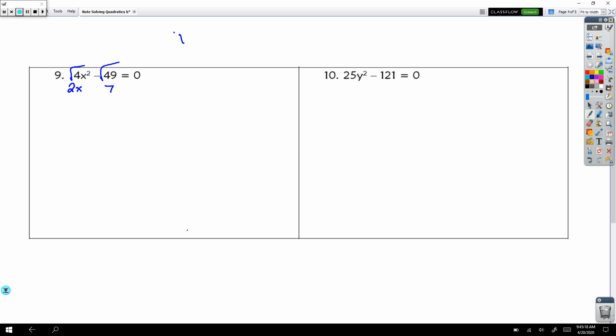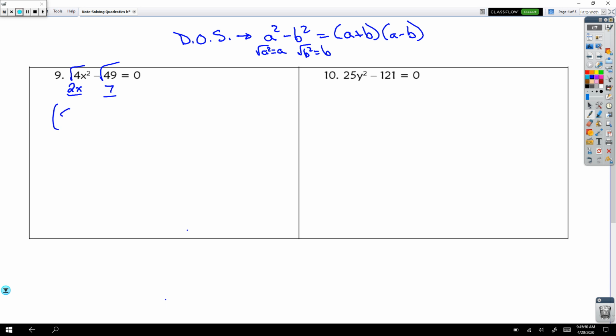Now, if you remember, difference of squares has this pattern, a squared minus b squared. When I take the square roots, it leaves me with a and b. So there's this pattern, a plus b, a minus b. So I take my square roots, I get 2x and 7. So that's what I'm going to use instead of a and b. One of them has a plus in between, one of them has a minus in between. So 2x plus 7, 2x minus 7. And then it's factored. Okay, that's a lot easier than the AC method, a lot less steps.